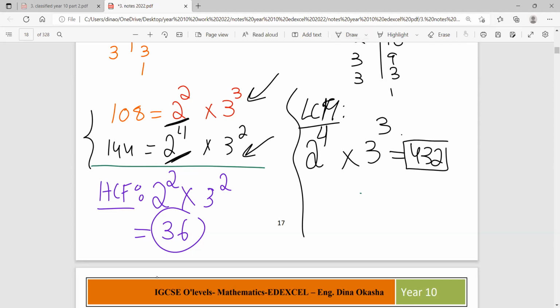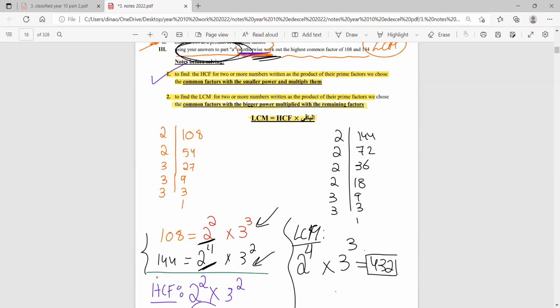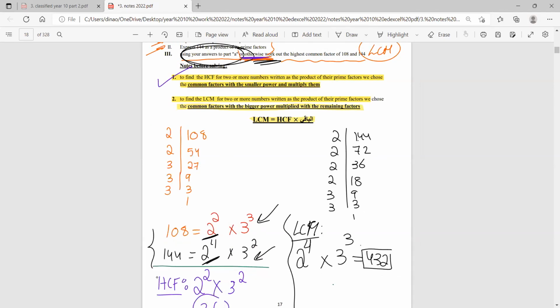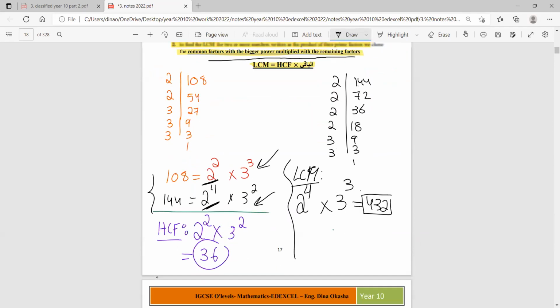So let's go back to the notes over here. To find the HCF for two or more numbers, you select the common factors with the smaller power. With the LCM, you select the common factors with the bigger power, multiplied by any other remaining factor. Now we have finished the notes, we don't need them.